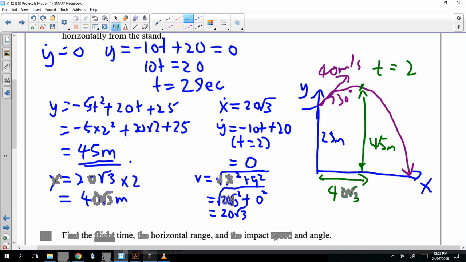Okay, so to find the flight time, that's when you make y equal to 0. And you find the time, substitute t back into find x, and then find the impact speed and angle. Okay, so v and theta. Okay, have a try, and then we'll derive the Cartesian equation.